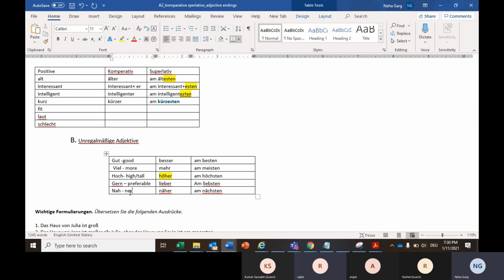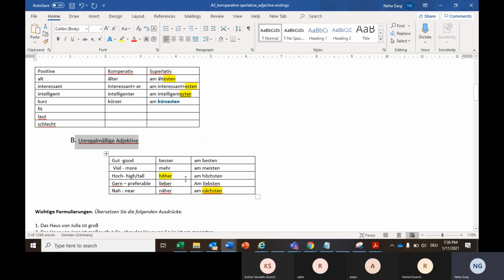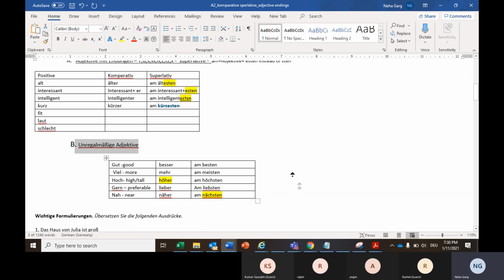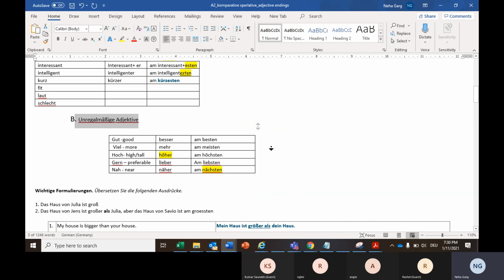Nah, that means near. Read it. Nah, näher, am nächsten. Nächsten. So here we are not saying H only, but CH. So that is why again it has been kept in the irregular adjective category where the word is changing completely. So as I said, the list is pretty small.